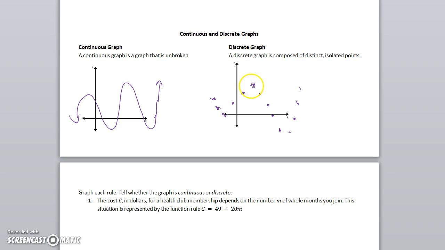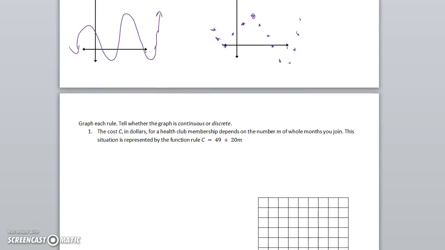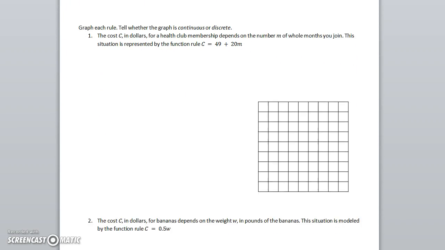This is a yes or no person. This is all the points in between type of a person. Different people communicate different ways. But for graphs, that's what that should look like.